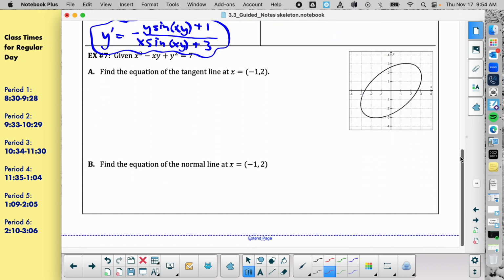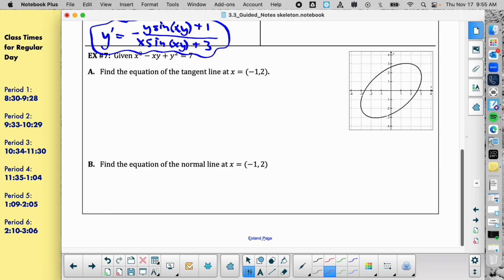Okay, should we do 7 together? No, we definitely don't have time. Yeah, okay. I mean, we'll do it. I'm just telling you, we don't have time to do all of it. So given that crooked ellipse, find the equation of the tangent line at the given point. Find the equation of the normal. Oh, these are the same questions. Okay.